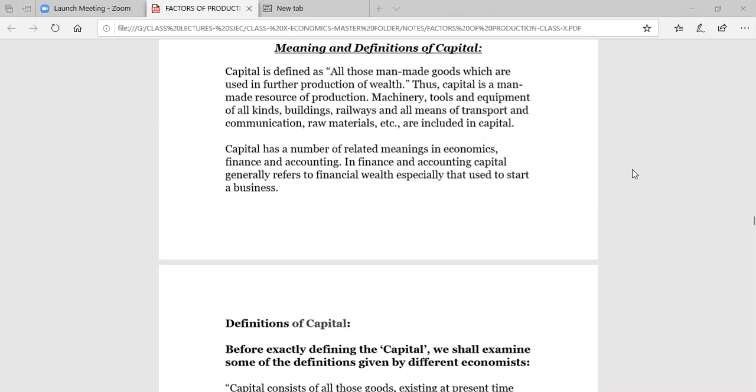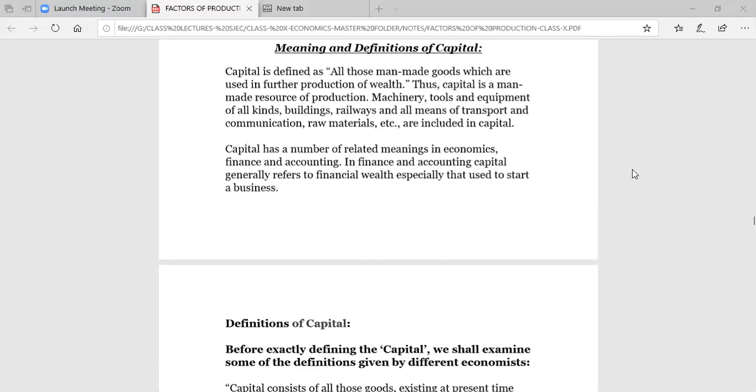Today we are going to start part 3 of factors of production. I think you have already gone through my previous two videos on factors of production, that is part 1 and part 2. Today we are going to start part 3 of this chapter with capital as a factor of production. As I told you earlier, there are 4 factors of production: land, labor, capital, and entrepreneur. Land and labor we have already gone through, and today we are going to start capital, which is one of the major factors of production.